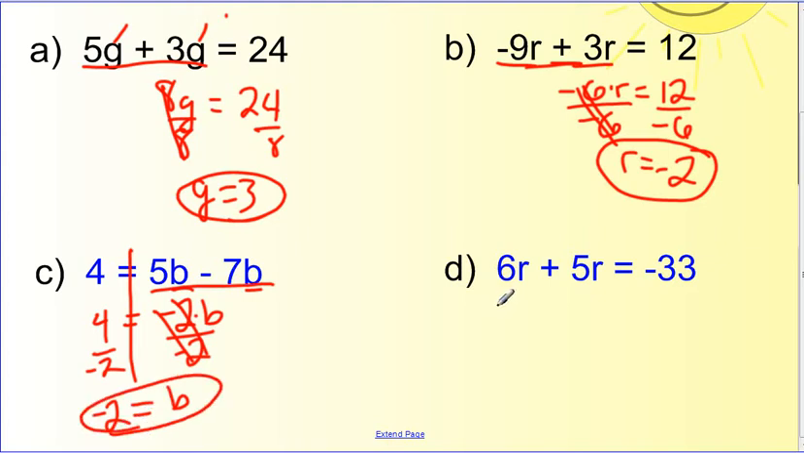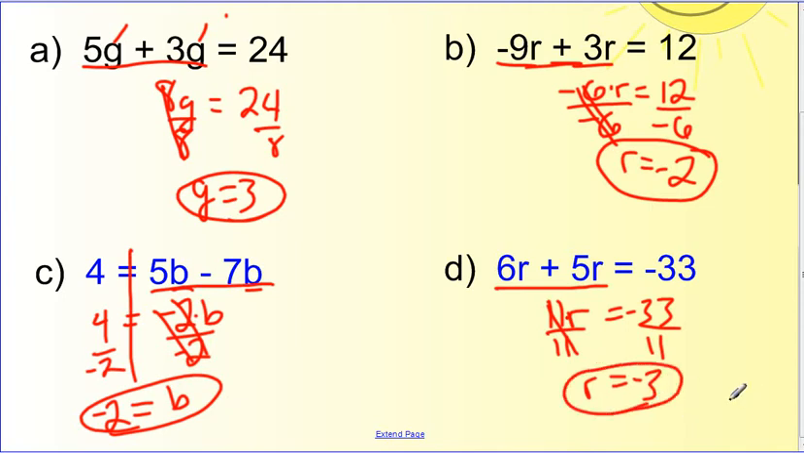And lastly, letter D. We've got 6r plus 5r, combining like terms. That gives us 11r. That's a multiply right there. So I'm going to divide by 11 to cancel out, divide by 11, and on this side, the math gives us negative 3 for an answer.